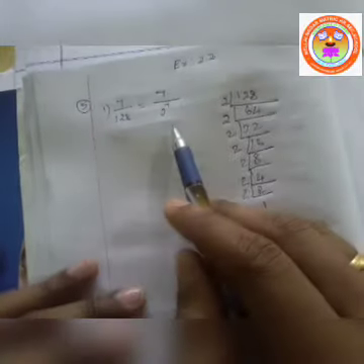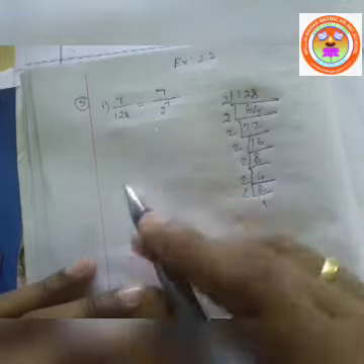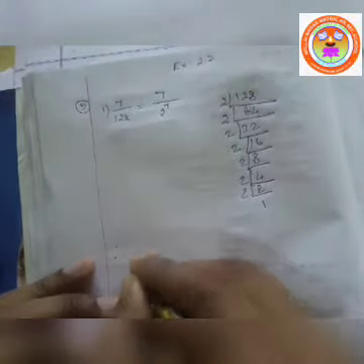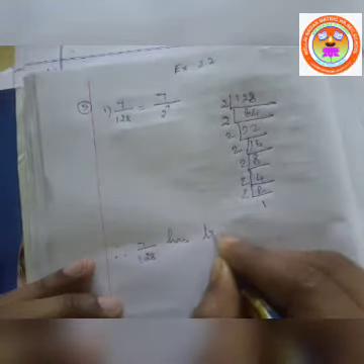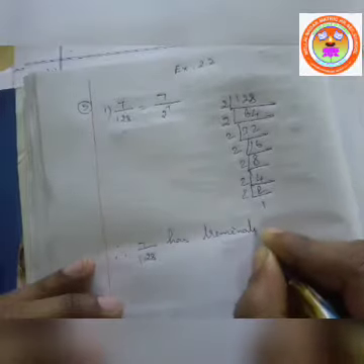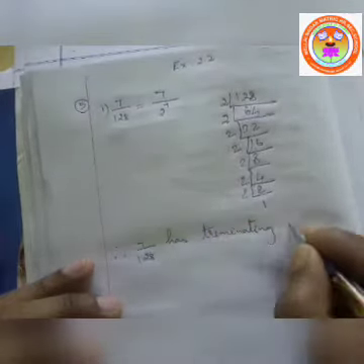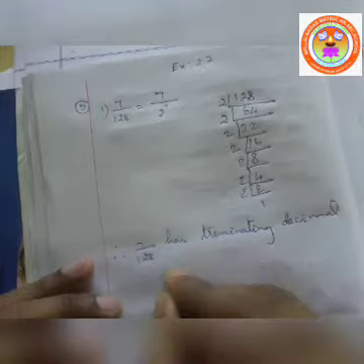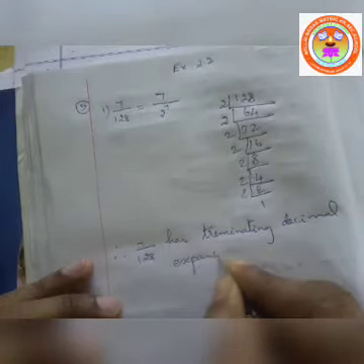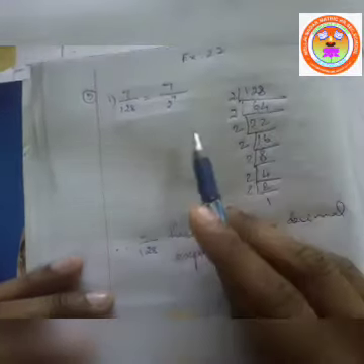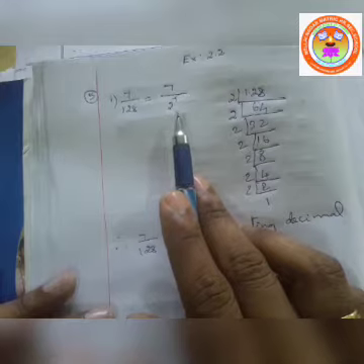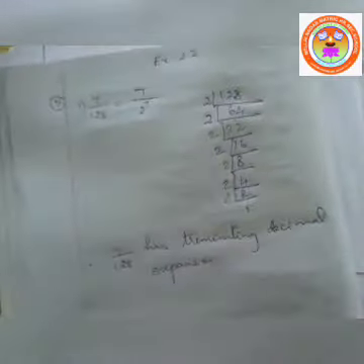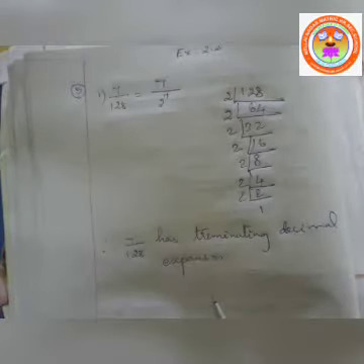If the denominator has only powers of 2 or powers of 5, then we can say 7 by 128 has a terminating decimal expansion. Why? Because it is not powers of 3, it is powers of 5 that matter.